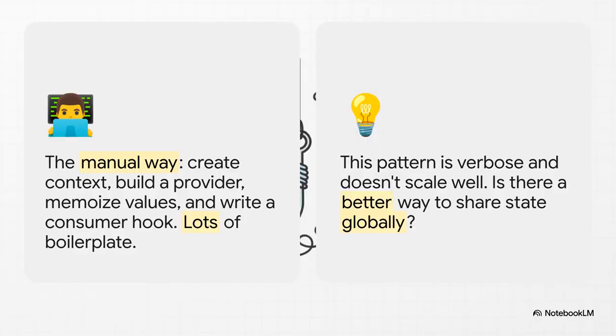So take a look at this. This should look pretty familiar to anyone who's used React's context API. For just a simple counter, you've got all this code. The context, the provider component, the custom hook to use it. It's a ton of boilerplate, right? And the big kicker is that every single component that calls useCounter is going to re-render every time that count changes. It just doesn't scale.